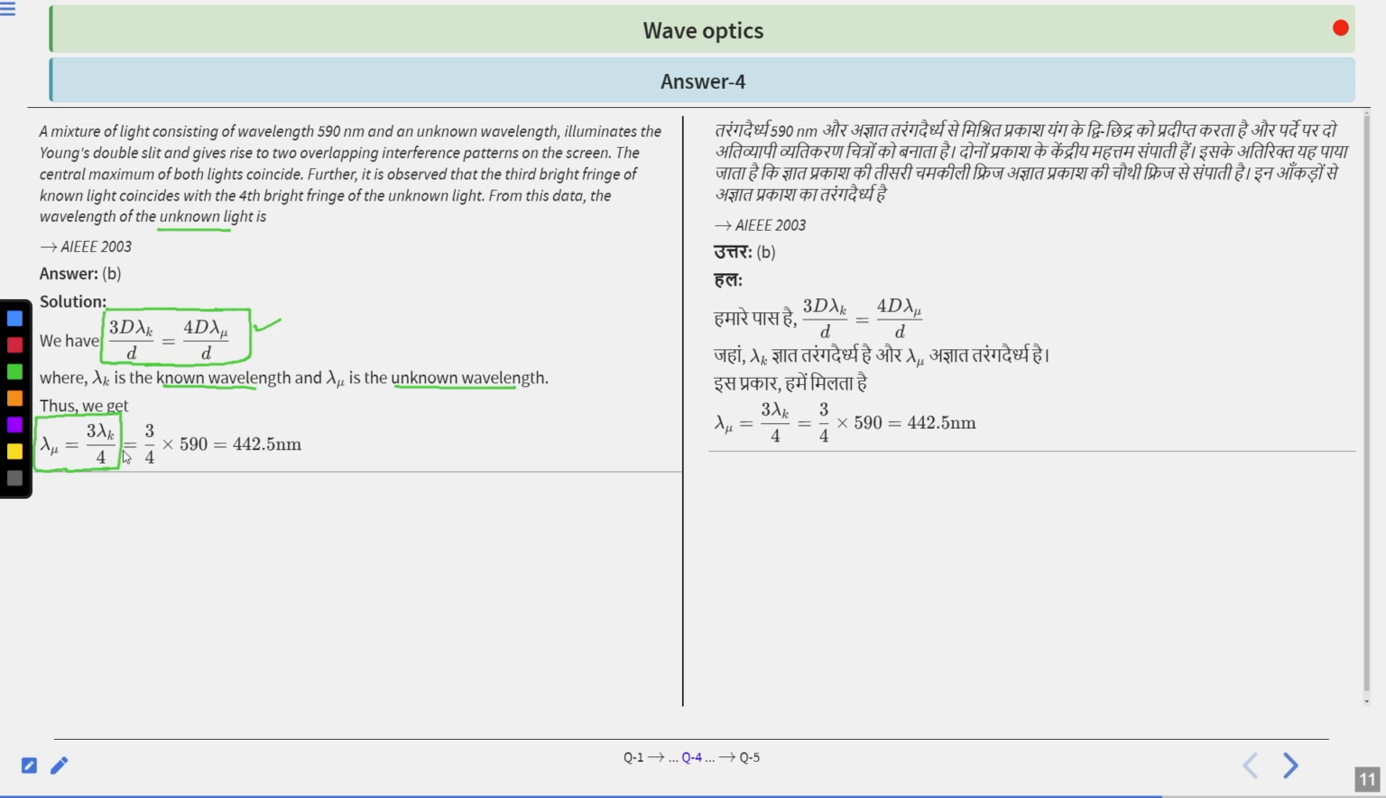So 3 divided by 4 multiplied by 590, which is the wavelength given in this question. After calculating, you will get lambda u equal to 442.5 nanometer. And this is an AIEEE 2003 question. The solution is this one. So the correct option is B.